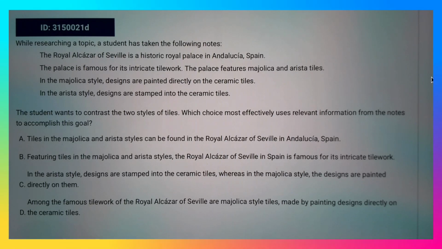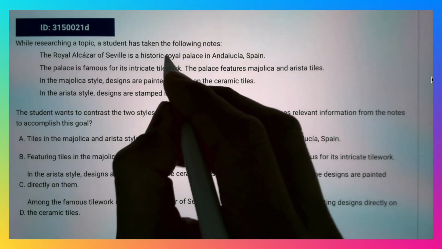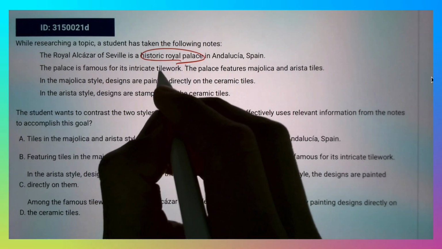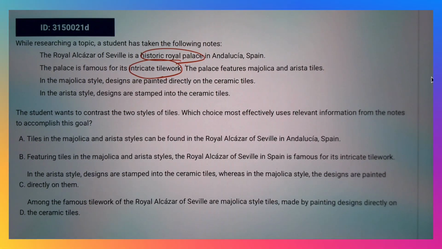While researching a topic, a student has taken the following note. The Royal Alcazar of Seville is a historic royal palace in Andalusia, Spain. So I will just mention the historic royal palace, and this palace is famous for its intricate tile work. I will highlight that.